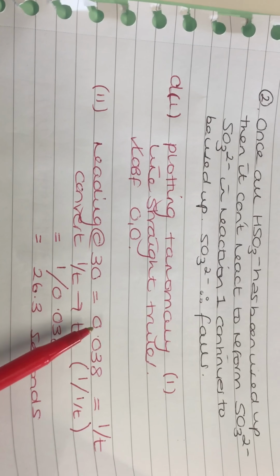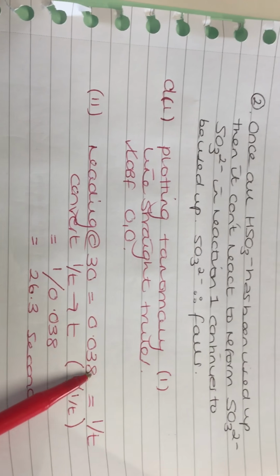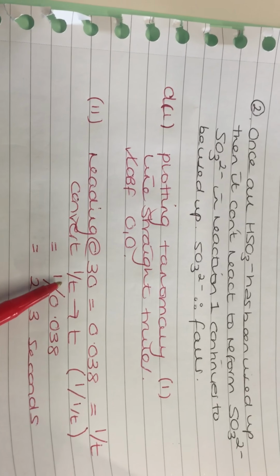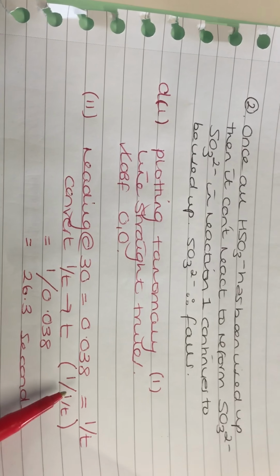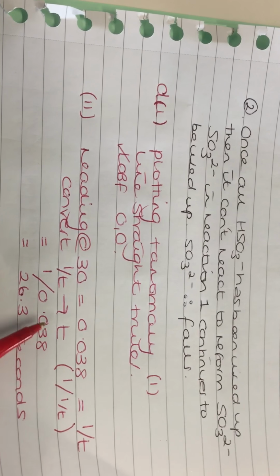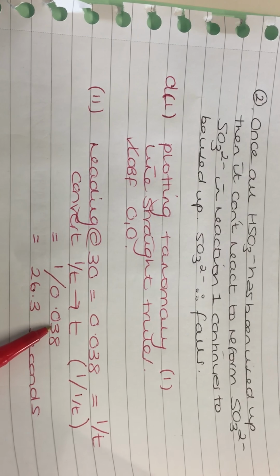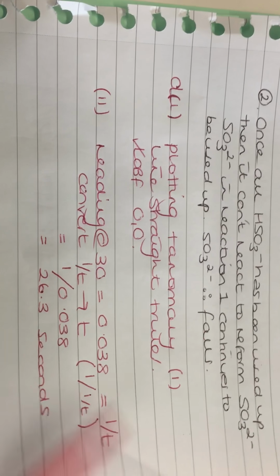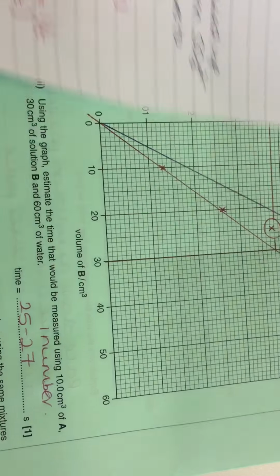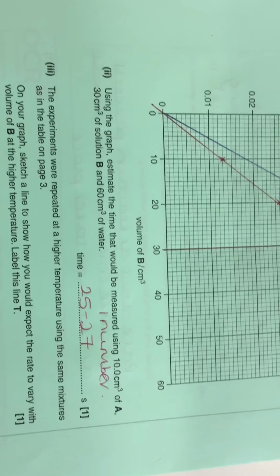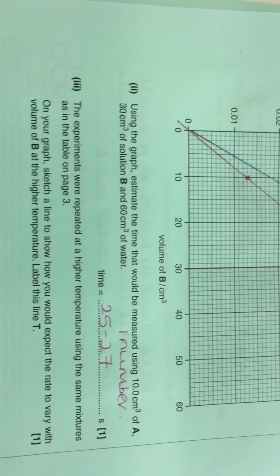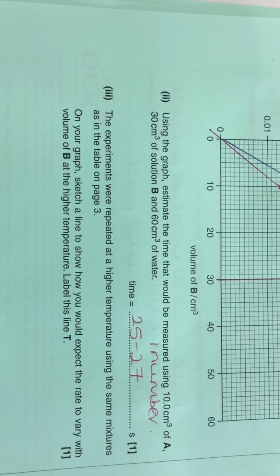My reading at 30 is 0.038. This tells me the value for 1 over t. If I need to convert 1 over t into t, what I'm basically doing is 1 over 1 over t. So 1 divided by my reading from the graph, 0.038, and this gives me a value of 26.3 seconds. In the mark scheme, it tells me to accept any number between 25 and 27 as long as it's been processed from your data. The next question is reasonably straightforward.